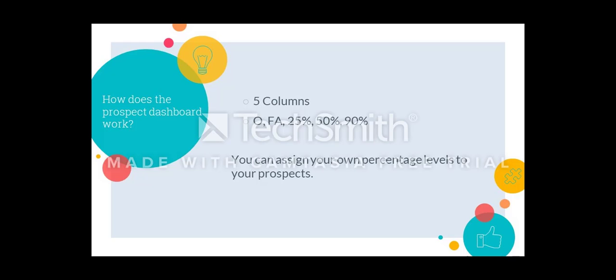Your dashboard is organized into 5 columns: O, FA, 25%, 50%, and 90%. Although these percentage levels are used in this instance, you can assign your own to the prospect.